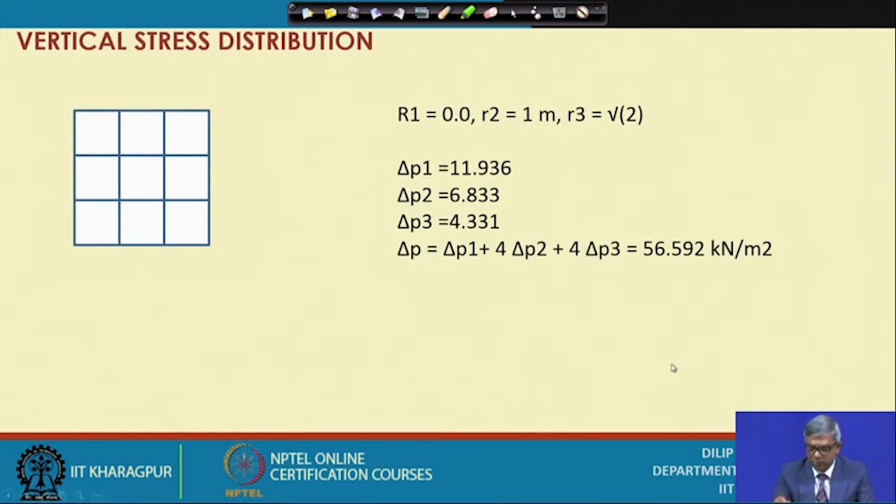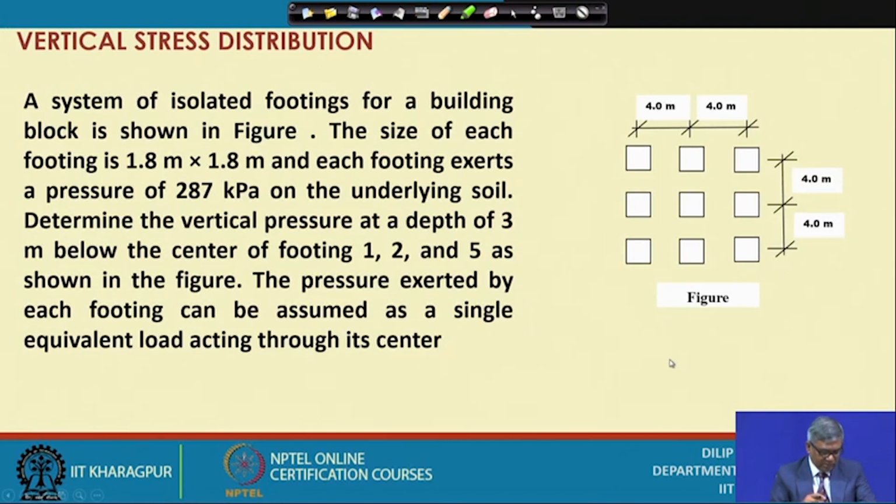Now, another application I will show. This is an application where I am showing 9 footings. Suppose there are 9 footings here, footing 1, 2, 3, 4, 5, 6, 7, 8, 9. So, these are the footings given.